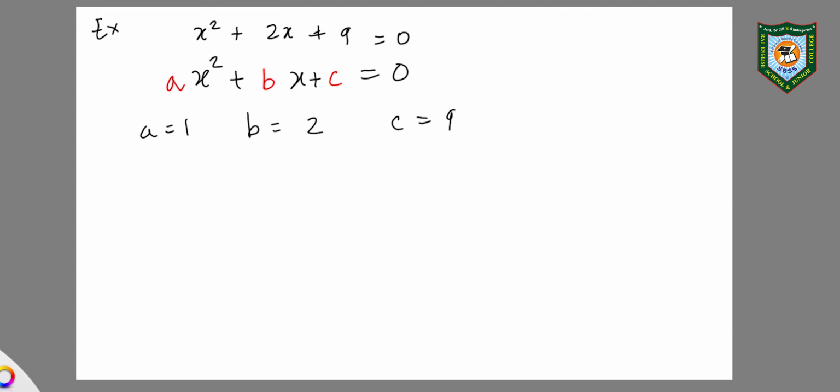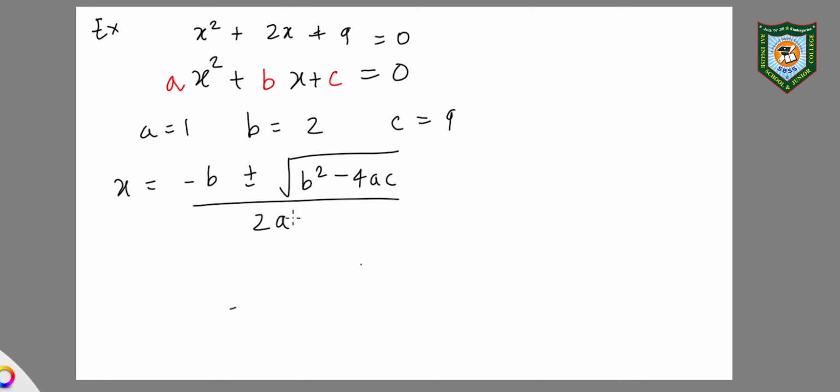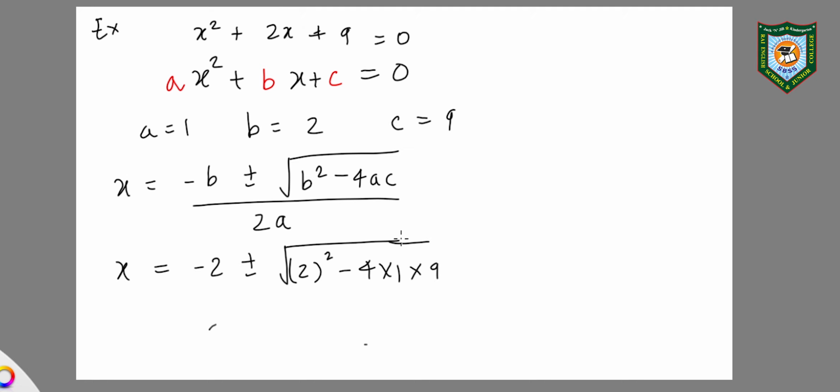So if I use the formula method, I have x is equal to minus b plus minus under root b square minus 4ac divided by 2a. Now I'll be substituting the values. So I have x is equal to minus 2 plus minus under root 2 square minus 4 into 1 into 9, divided by 2 into 1. Now in the next step, I get x is equal to minus 2 plus minus under root 4 minus 4 into 9 is 36, divided by 2.